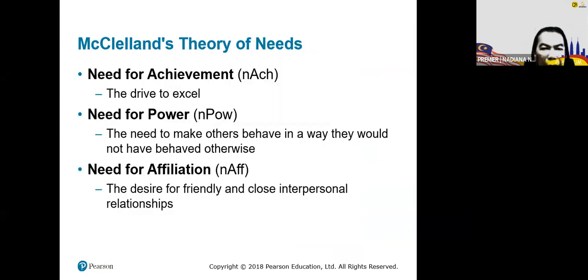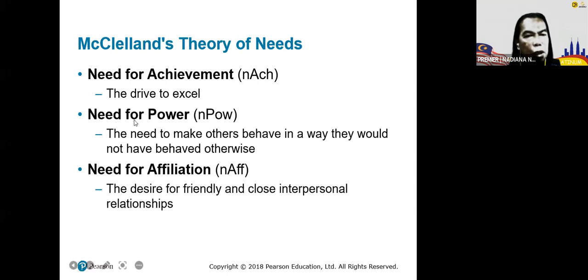Then we go to McClelland's theory of needs. They have the need for achievement, nACH. That is considered the drive to excel. For those in the organization who have this need for achievement, it will drive them to give high performance.